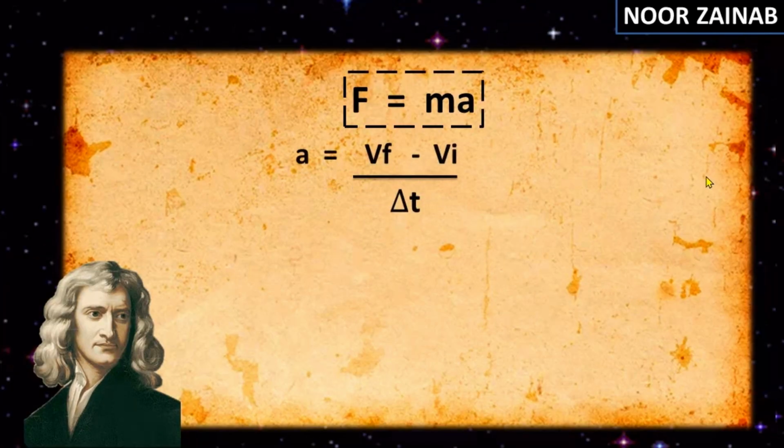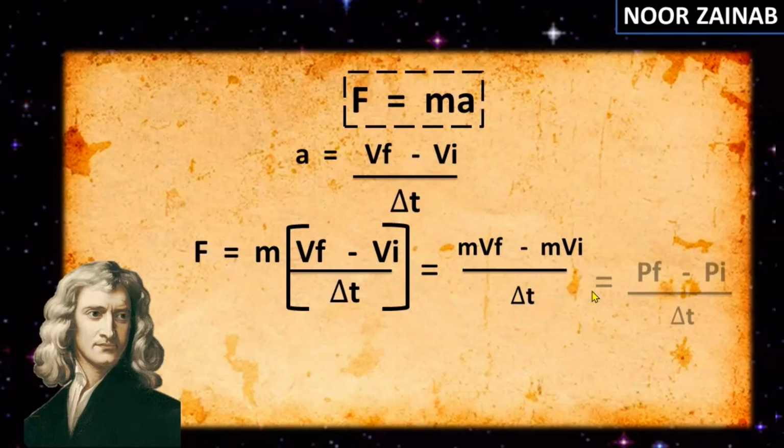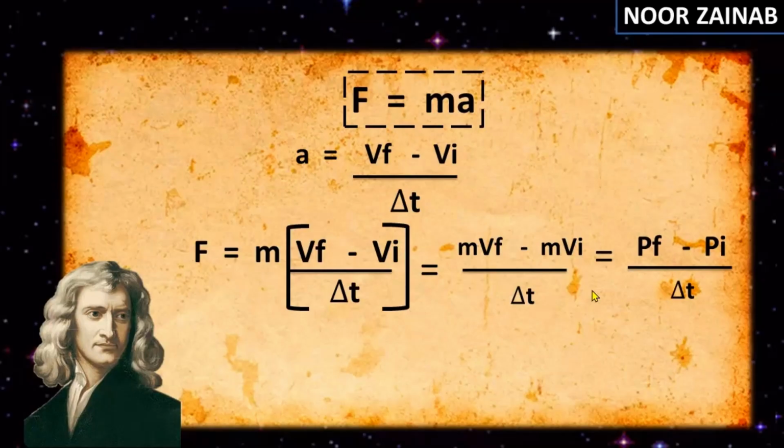As we know, acceleration is the rate of change of velocity. It is the final velocity minus initial velocity divided by the time taken. By putting the formula of acceleration in the above formula, we get this equation. Multiplying m with both final velocity and initial velocity, we get this. And as we know, the momentum of an object is equal to mass times velocity. So mass times final velocity is the final momentum of the object, whereas mass times initial velocity is the initial momentum of the object.